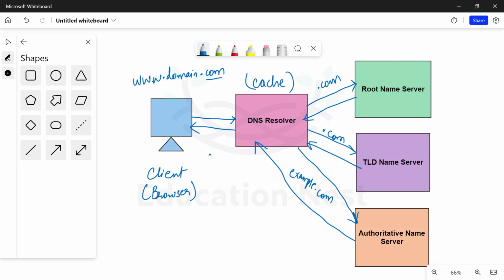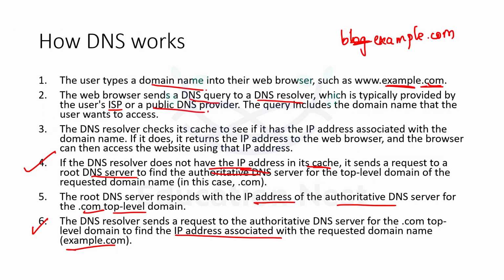Let's go through the steps one more time, and it would be much easier for you to remember and understand. So the first step over here is the user will type the domain into the browser. The browser will send the DNS query to whom? To the DNS resolver. It will check whether the IP is there in the cache or not. Okay, if it is not there, then what do we have to do? If the DNS resolver does not have the IP address in the cache, then the request would be sent to the root DNS server. For what? To find the authoritative DNS server for the top level domain, that is .com.